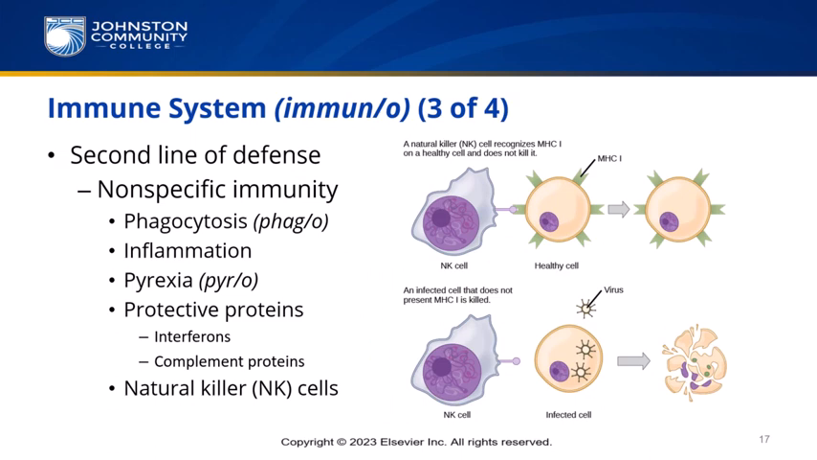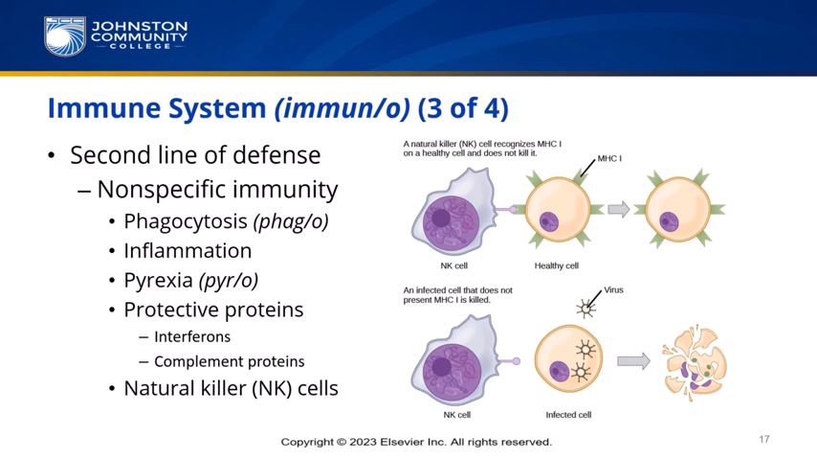The second line of defense comes into play if the pathogens make it past the first line of defense. These include phagocytosis, which is the neutrophils and monocytes, inflammation, which is heat and swelling, redness and pain, pyrexia, which is a fever. Pyro is our combining form for fire. This is our fever. And protective proteins. In that we have interferons, which disrupt viral replication, or complement proteins, which is the inactive forms that are activated in the presence of bacteria to destroy an organism.